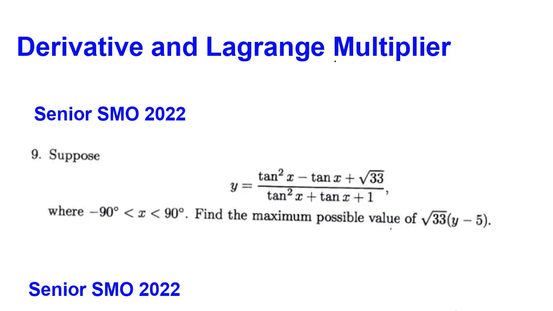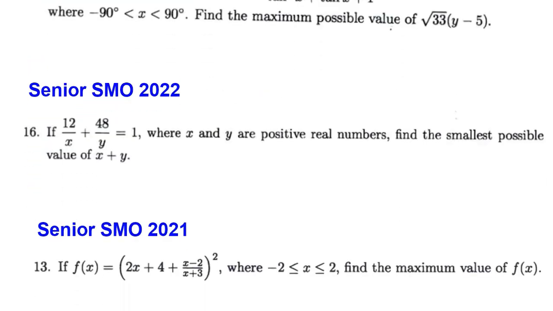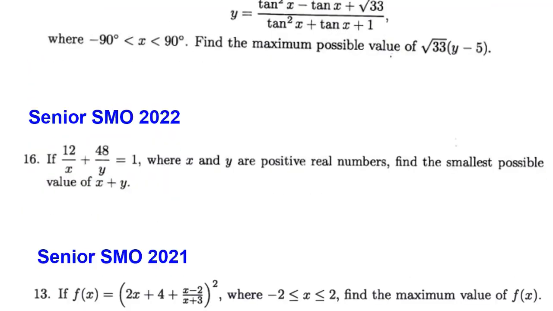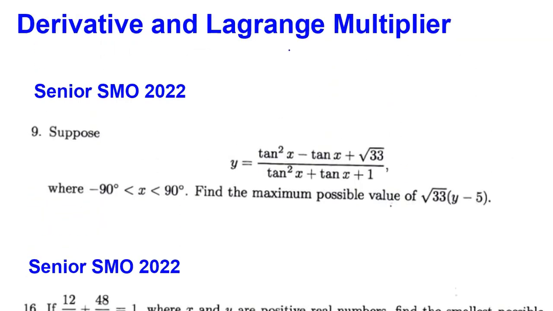Okay, derivative and Lagrange multipliers, when you want to find the maximum or minimum of something. For example, in SMO 2022, we had two problems. In 2021, we had at least one problem. I released the solution of them and I solved with derivative and also Lagrange multiplier. Last year, before the exam, I released a video. In that video, I explain exactly Lagrange multipliers, which is preparation for all three parts of SMO.